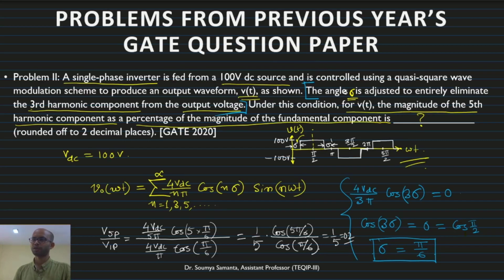Let me go to this place and put the answer as a percentage. So the value will be 20. This is problem number 2 done. Fine. So this is how we will deal with the harmonic elimination part.